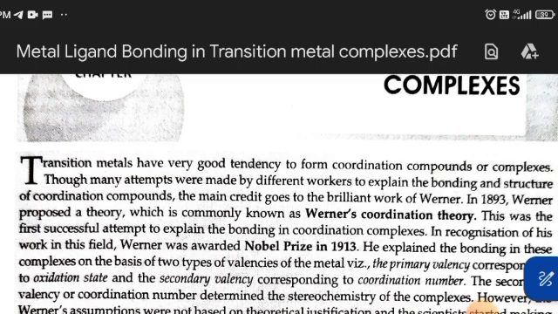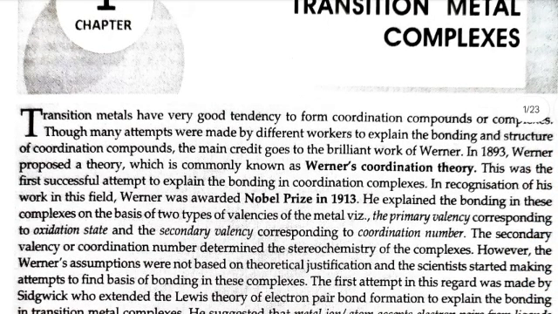This was the first successful attempt to explain the bonding in coordination complexes. In recognition of his work in this field, Werner was awarded the Nobel Prize in 1913. He explained the bonding in these complexes on the basis of two types of valences of the metal: the primary valency corresponding to oxidation state and the secondary valency corresponding to coordination number. The secondary valency or coordination number determined the stereochemistry of the complexes.